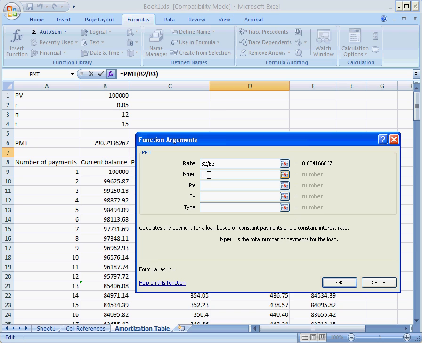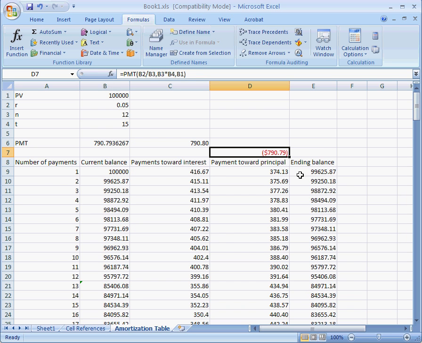N per is the total number of payments. Here that's B3 times B4. And the present value is $100,000, which is in B1. Hitting OK here, I see an amount of $790.79, which looks a lot like what we saw before. I also see that this is red. The particular way that Excel does this formula, this comes up as a negative number.